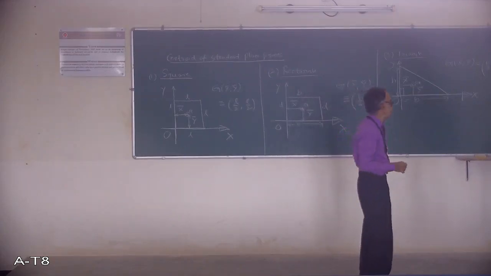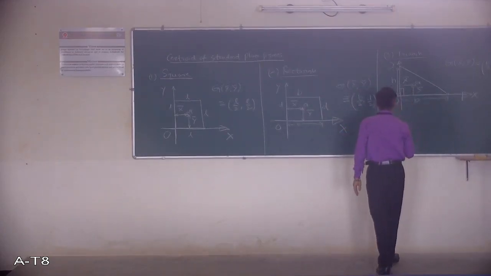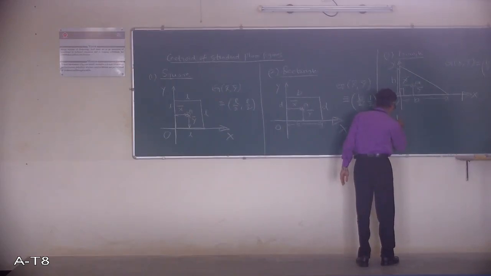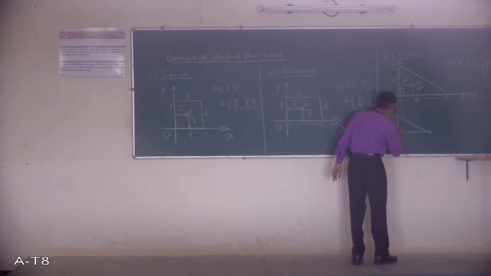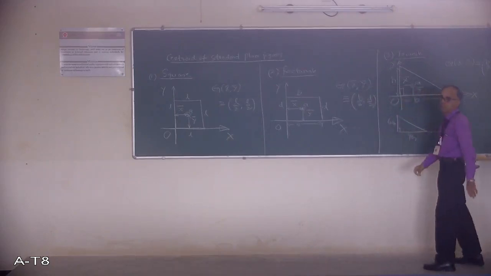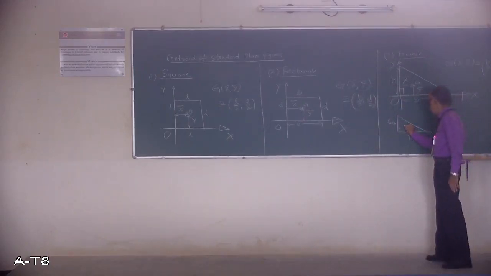For example, I will draw another triangle here. Let us draw a triangle. So this is 90 degrees. Suppose this is 9 meter. So this is 6 meter. I have to mark a centroid. Suppose this centroid will be at this point.